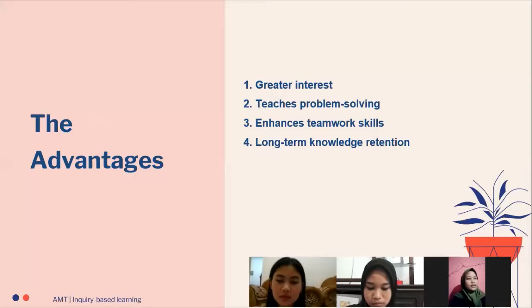4. Long-term knowledge retention. Research shows that elaboration at the time of learning, such as fact sharing and conversations, enhances the retrieval of information at a later date.